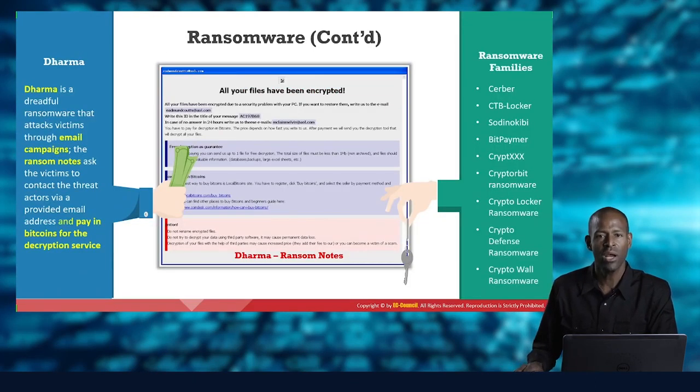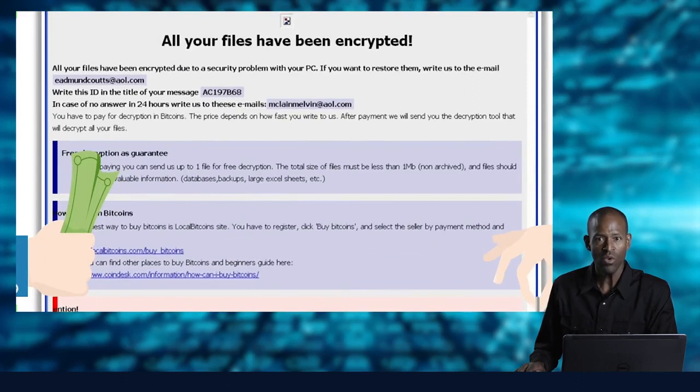So ransomware, here's a pretty bad piece of ransomware called Dharma. It's dreadful. Dharma attacks through email campaigns. And there's a little ransom note asking them to contact the attacker, the threat actor, and pay in Bitcoin. So let's just zoom in on the Dharma example here. All your files have been encrypted due to a security problem with your PC. Yeah, right. The security problem is that your antivirus didn't catch this horrible malware, right?